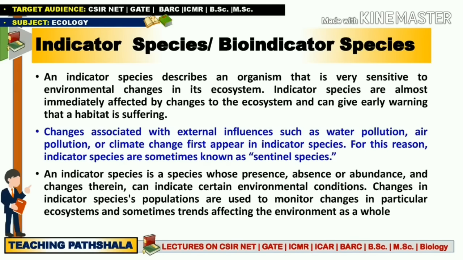So in this way, their abundance, their presence, as well as different external factors are going to tell us that yes, there is something wrong with the ecosystem. By observing the presence, absence, abundance, as well as changes in the indicator species, we can easily say that there is something wrong with the particular environment. It may be due to pollution, toxin accumulation, or many more.